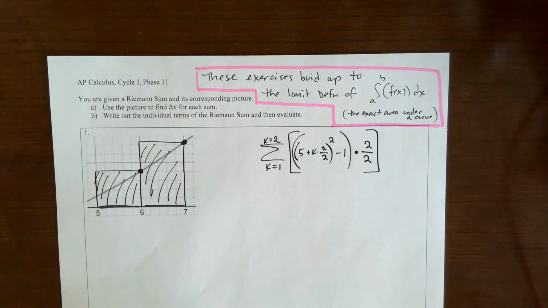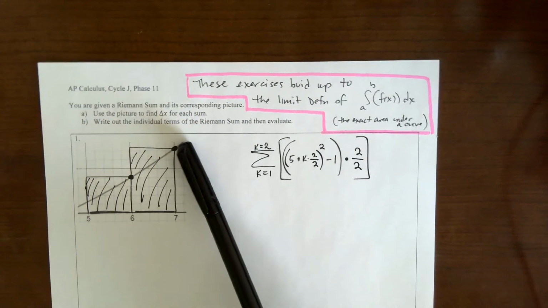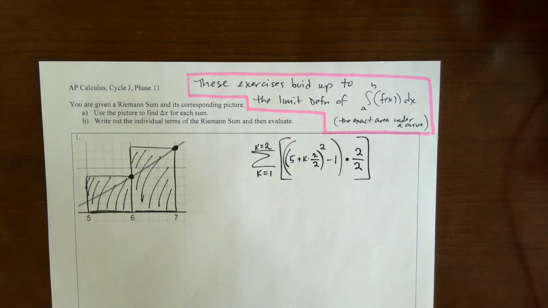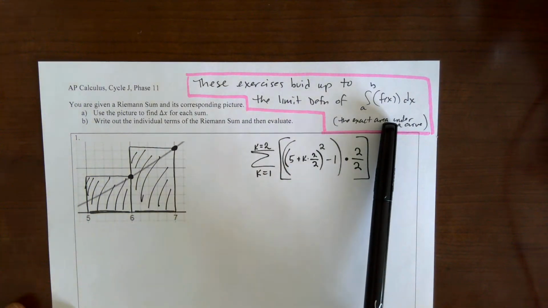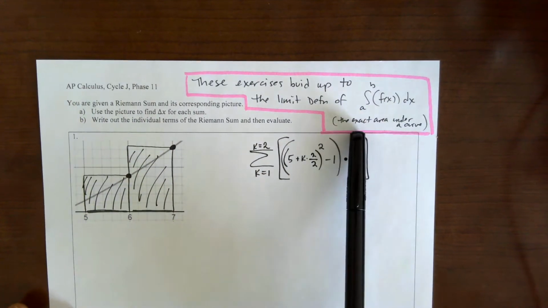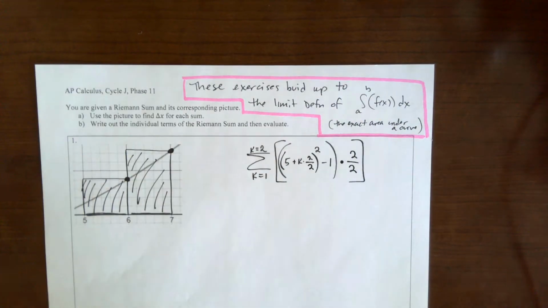Okay, so here's the video for J-11, and these exercises, you might not see the point right now, but these exercises are going to build up to the limit definition of a definite integral, which gives us the exact area under the curve. And now the limit definition of an integral, this is called a definite integral. Sometimes they just say integral.